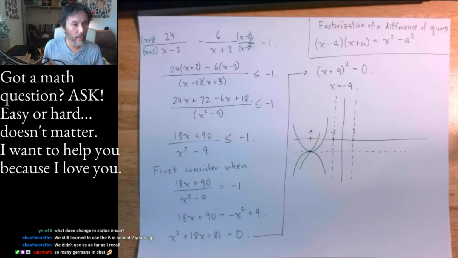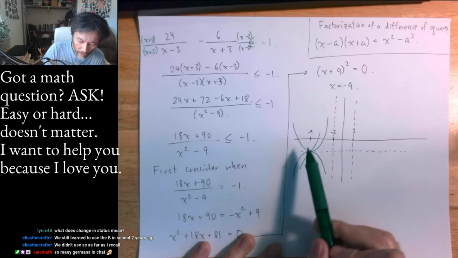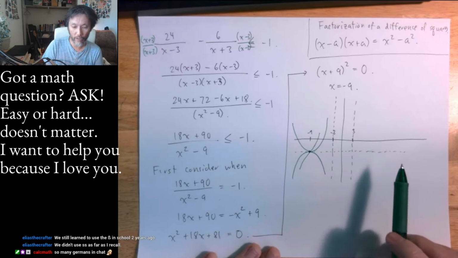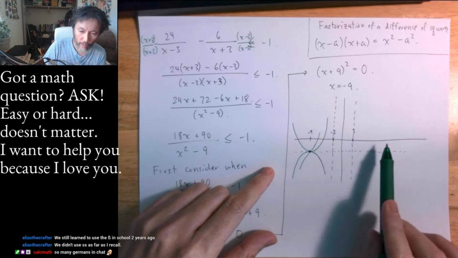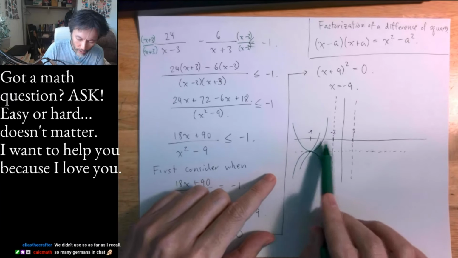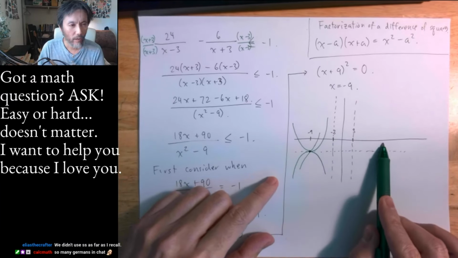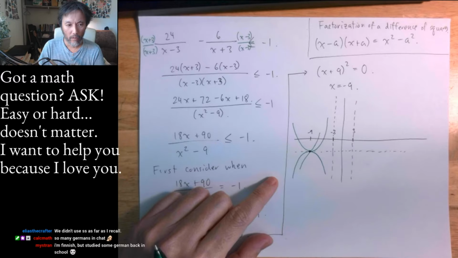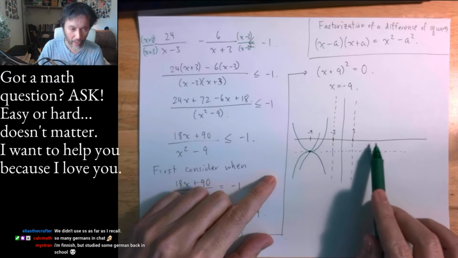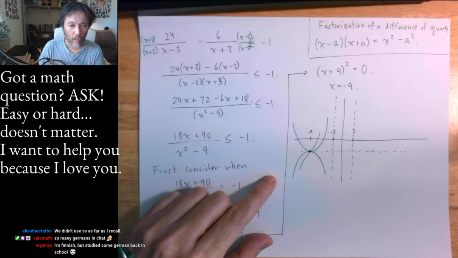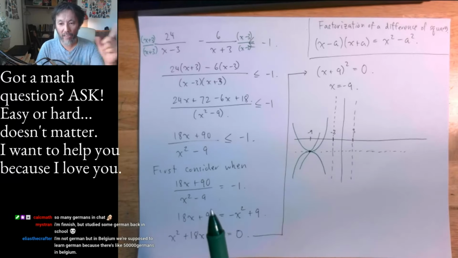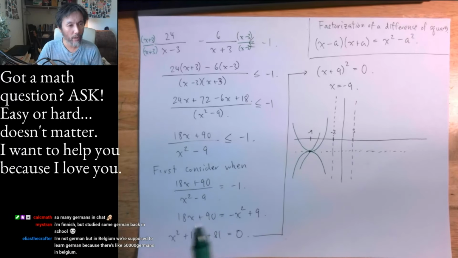So here's how we're going to do it. Do you notice that these 3 points cut up the real line into 4 parts? 1, 2, 3, 4. So what we're going to do is pick what I'm going to call a test point inside each of those 4 chunks. So let's do this in blue.